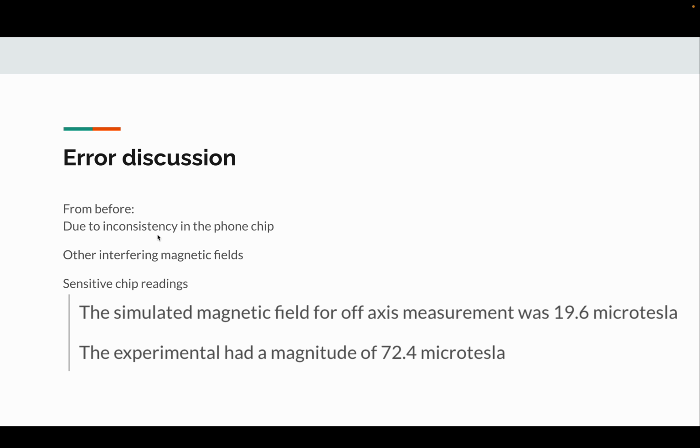So, an error discussion from before, there is probably a lot of interesting inconsistency due to the phone chip. The phone chip is probably not the most accurate tool. There are probably many other more accurate tools to measure magnetic field. There are other interfering magnetic fields, and the chip could be overly sensitive. As you can see here, the simulated magnetic field was 19.6 microtesla versus the experimental of 72.4 microtesla. You can see that's a large discrepancy. This could be due to these errors shown below.